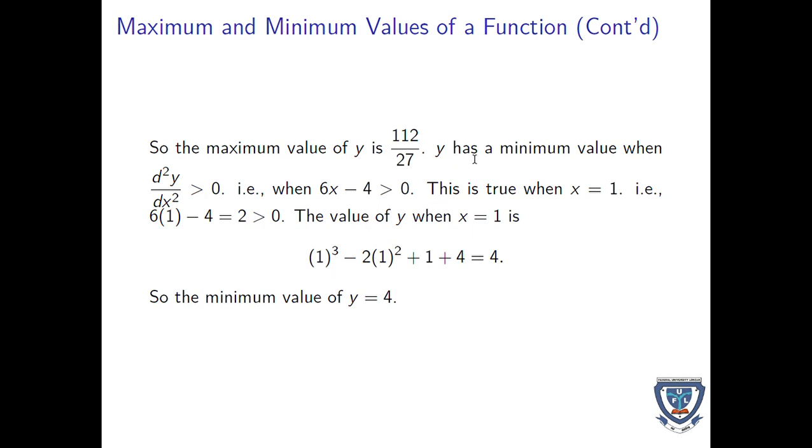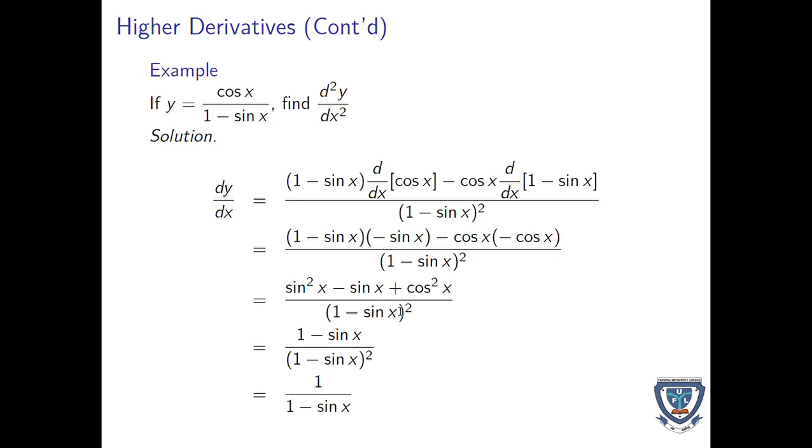Y has a minimum value when the double derivative is positive. That is when this is positive. This is true when x is 1. So if x is 1 here, you will see that you're going to have 2, which is positive. So the value of y when x is 1 is 4. So the minimum value of y is actually 4. So what they are saying in essence is that this function has both a minimum value and a maximum value, as we saw in the introduction. Now let's look at some higher derivatives.